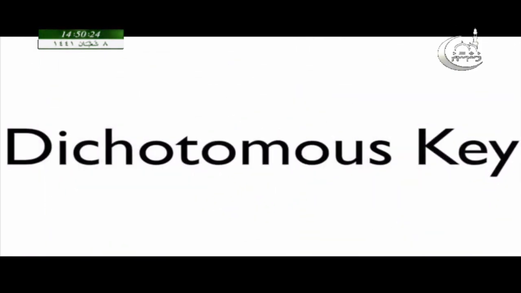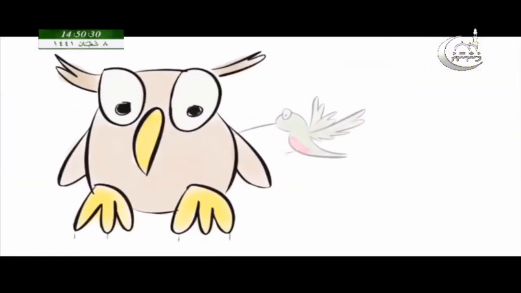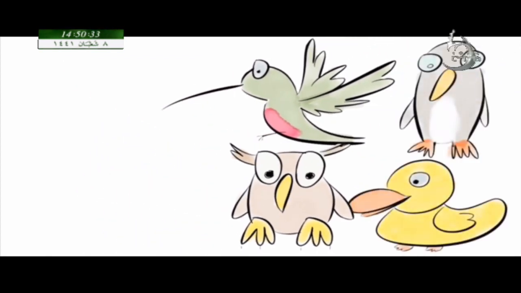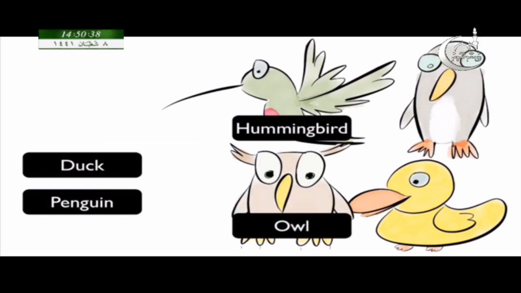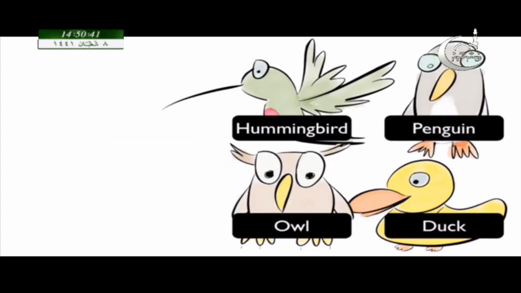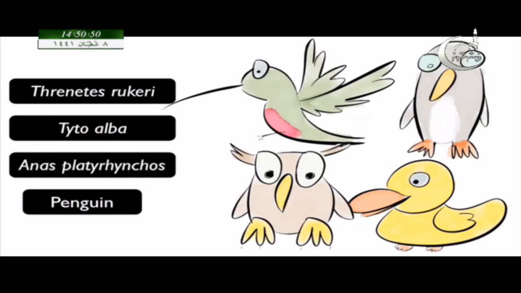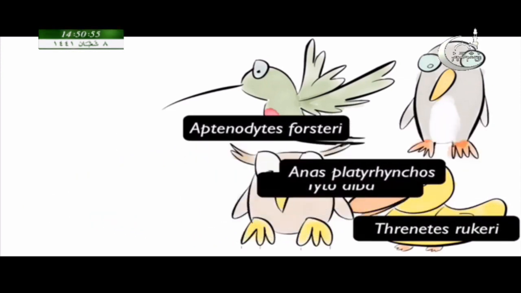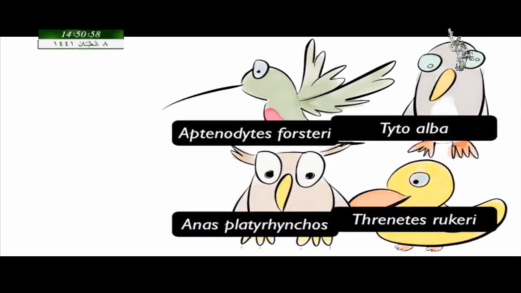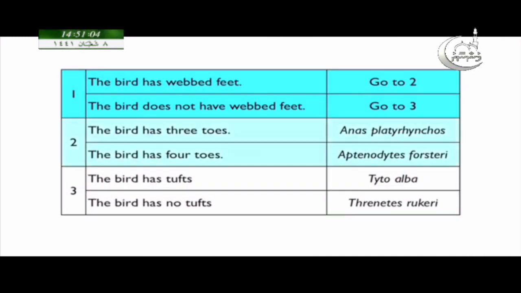Dichotomous key. There's a lot of birds in our world, and if you were asked to identify a bird based on its characteristics, you could probably do it. We could probably name the hummingbird, the owl, the duck, and the penguin based on its features. But if you were asked to name these birds using their scientific name, the task wouldn't be so easy. You wouldn't know the scientific name of these birds just by looking at them. Scientists have figured out a way to make a chart to help you better identify birds based on their characteristics.